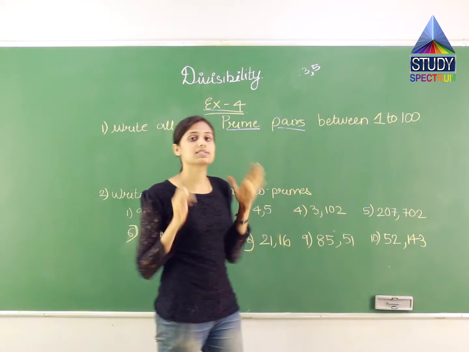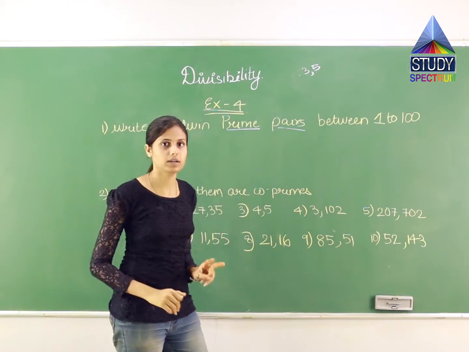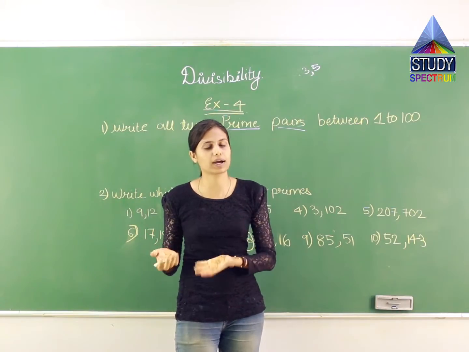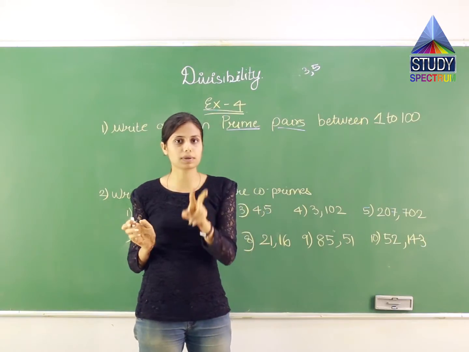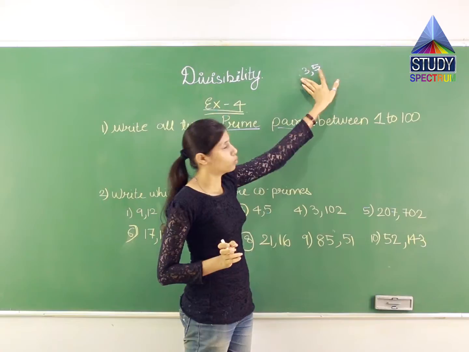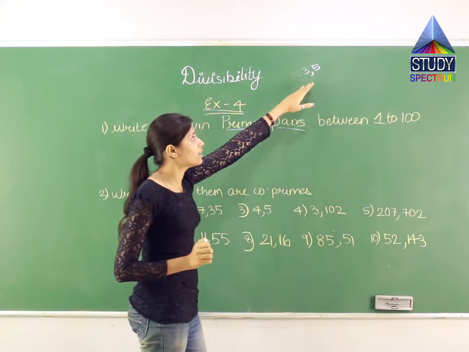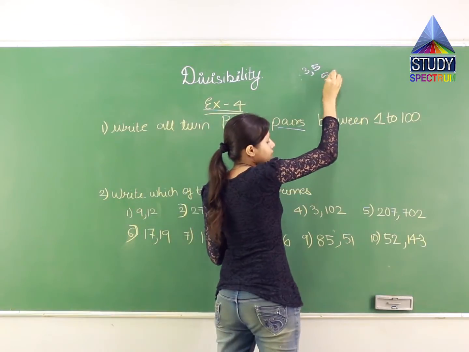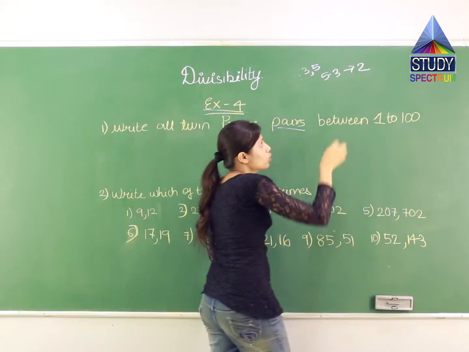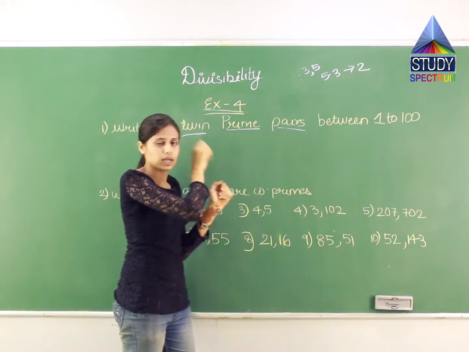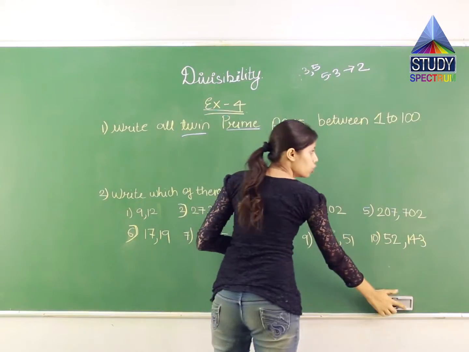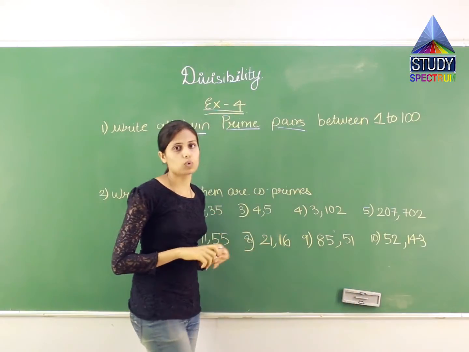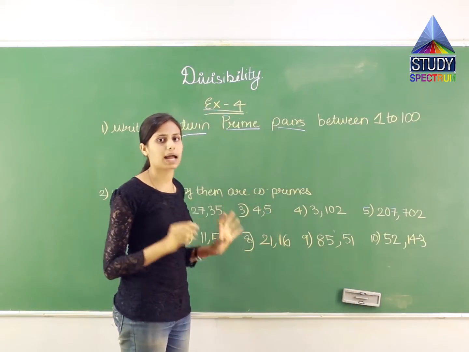But twin means difference of 2. Twins means 2, right? Just like 2 babies born together are called twins. Why twins? Because they are 2 numbers together. So they are talking about 2. So when I subtract 3 from 5, 5 minus 3 gives me 2. So that is what the word twin means. Over here they are asking you for such 2 prime numbers whose difference is 2. So this is what twin prime pairs means.